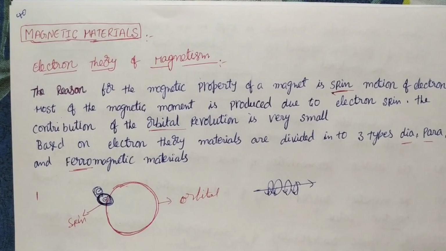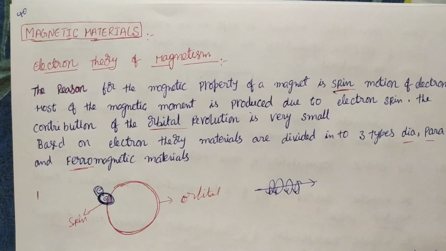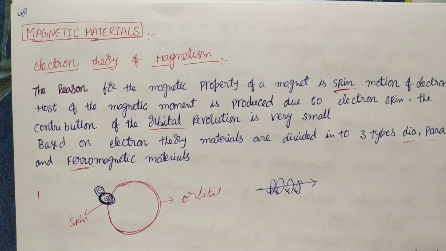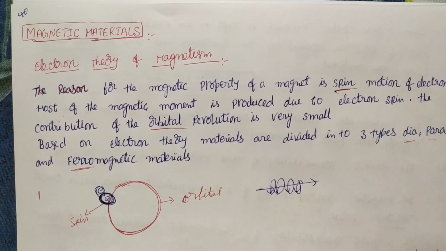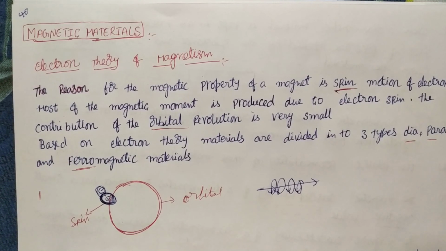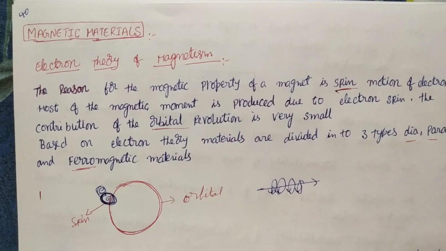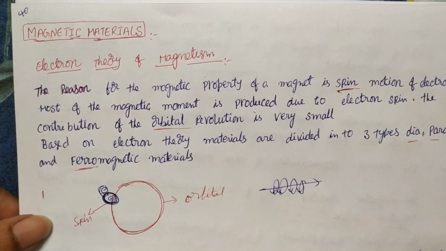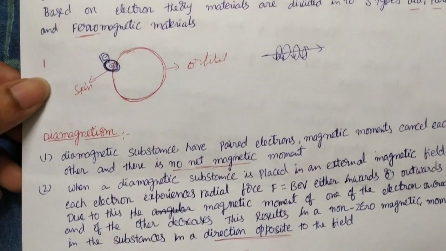So here we have three different types based on this magnetic field. Because of the spinning of the electron we get some magnetic field, and based on this concept we have three different materials: diamagnetic material, para and ferromagnetic material. First we'll see about diamagnetism. What is diamagnetism?